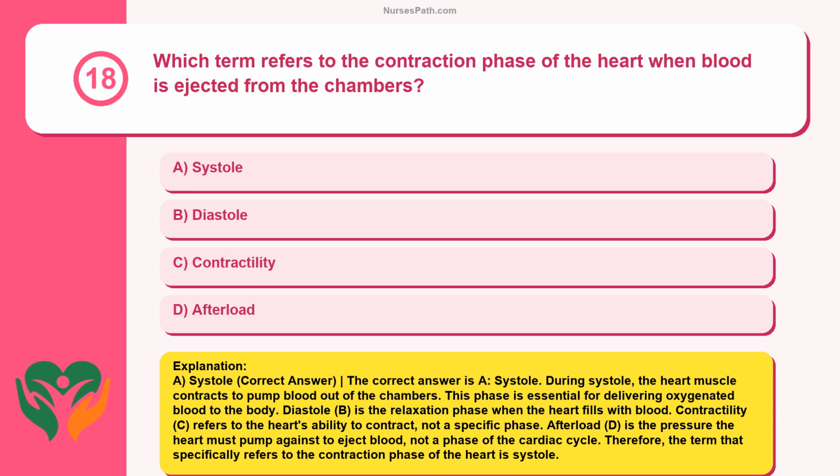Systole. During systole, the heart muscle contracts to pump blood out of the chambers. This phase is essential for delivering oxygenated blood to the body. Diastole, B, is the relaxation phase when the heart fills with blood. Contractility, C, refers to the heart's ability to contract, not a specific phase. Afterload, D, is the pressure the heart must pump against to eject blood, not a phase of the cardiac cycle. Therefore, the term that specifically refers to the contraction phase of the heart is systole.